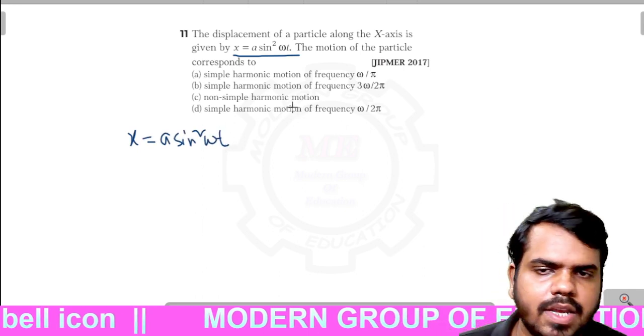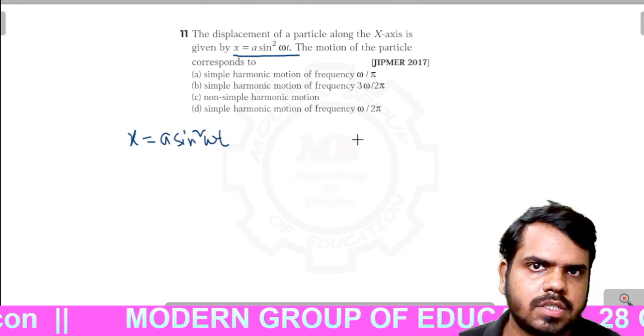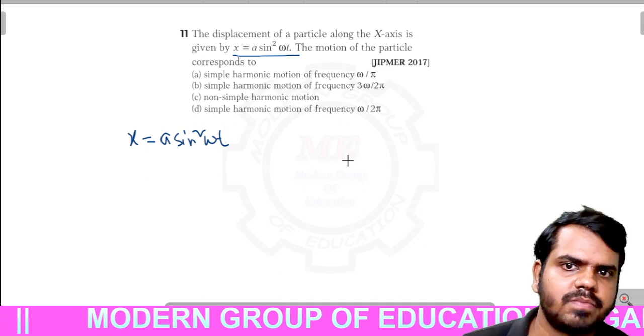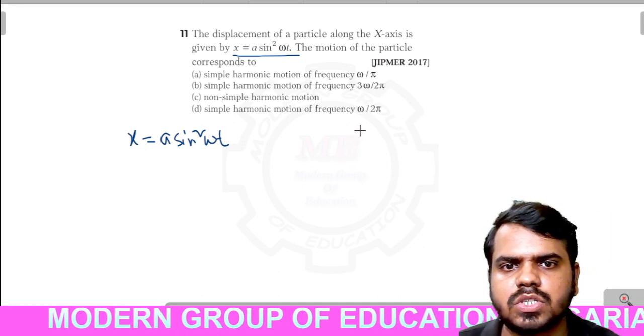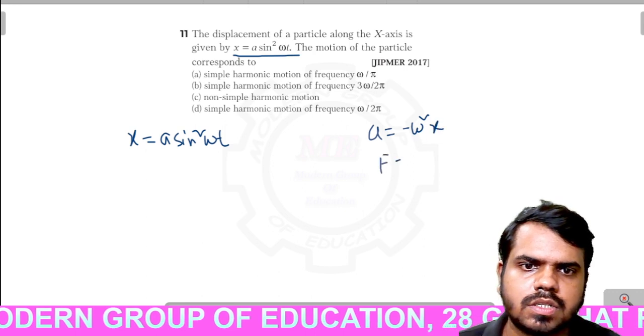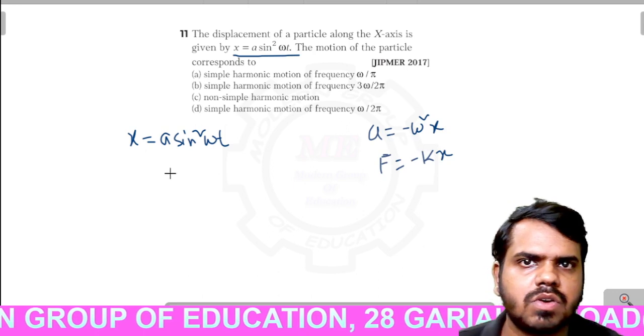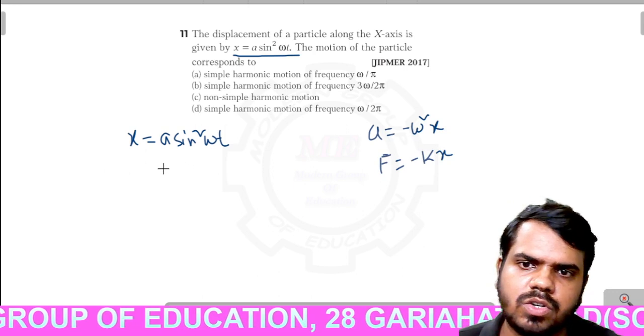In my videos I have told you that to check whether an equation is performing simple harmonic motion or not, you have to check whether the acceleration is equal to minus omega square x, or the force is equal to minus kx, any of these. So now this is a displacement equation, so we will find the acceleration.